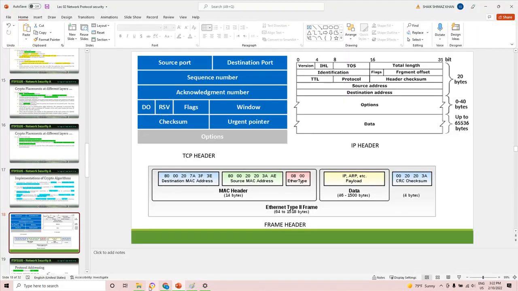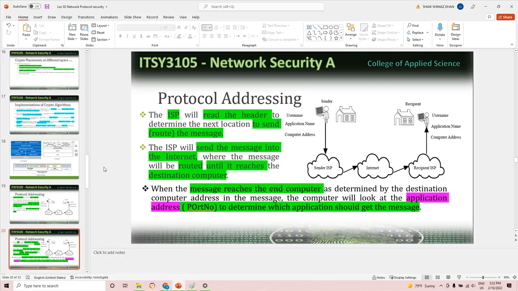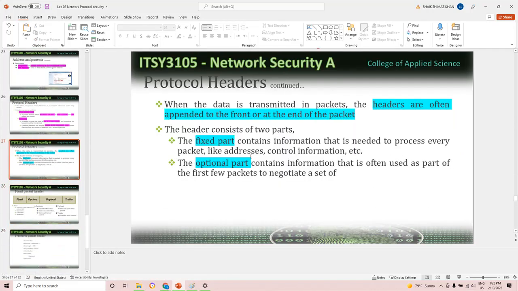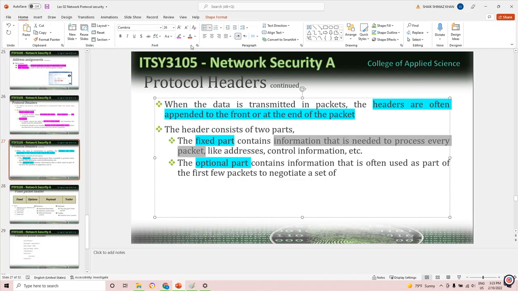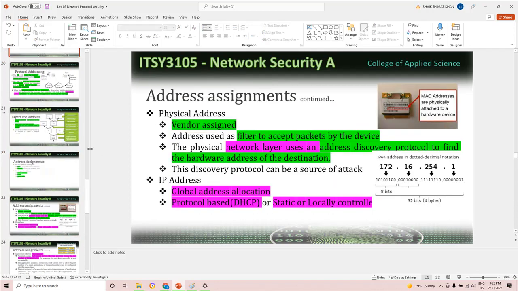So this is the fixed part and the optional part. The fixed part contains information that is needed to process every packet. We cannot skip this. But the optional part is optional, that's all you need to understand. I told you, like timestamp, etc. But in the fixed part, you cannot skip any fields.